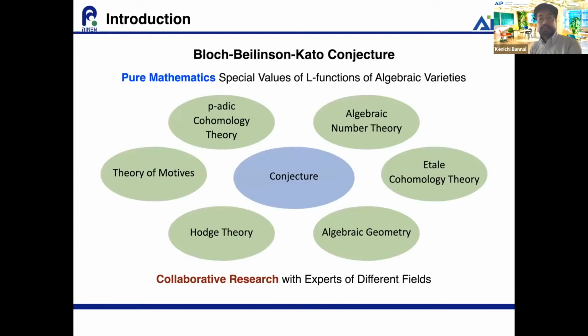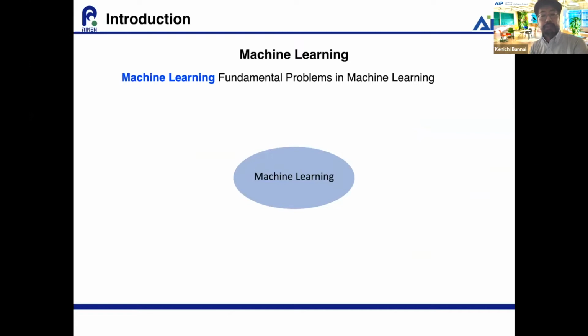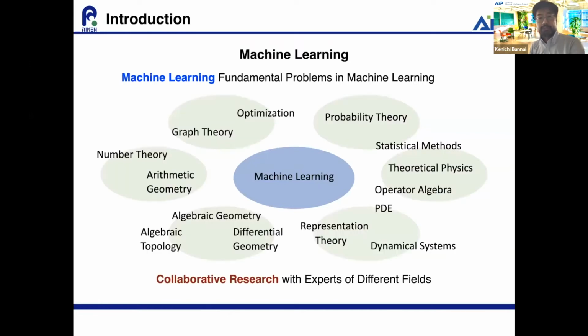So I was very surprised when I was asked to join the AIP as a team leader. What I had been researching was the Bloch-Kato conjecture. But doing this research, a very good method to attack this problem was to do collaborative research with experts of different fields. So I had experience in collaborating with many mathematicians from many fields. And machine learning is a very big topic, but many mathematical methods can be used to attack problems in machine learning.